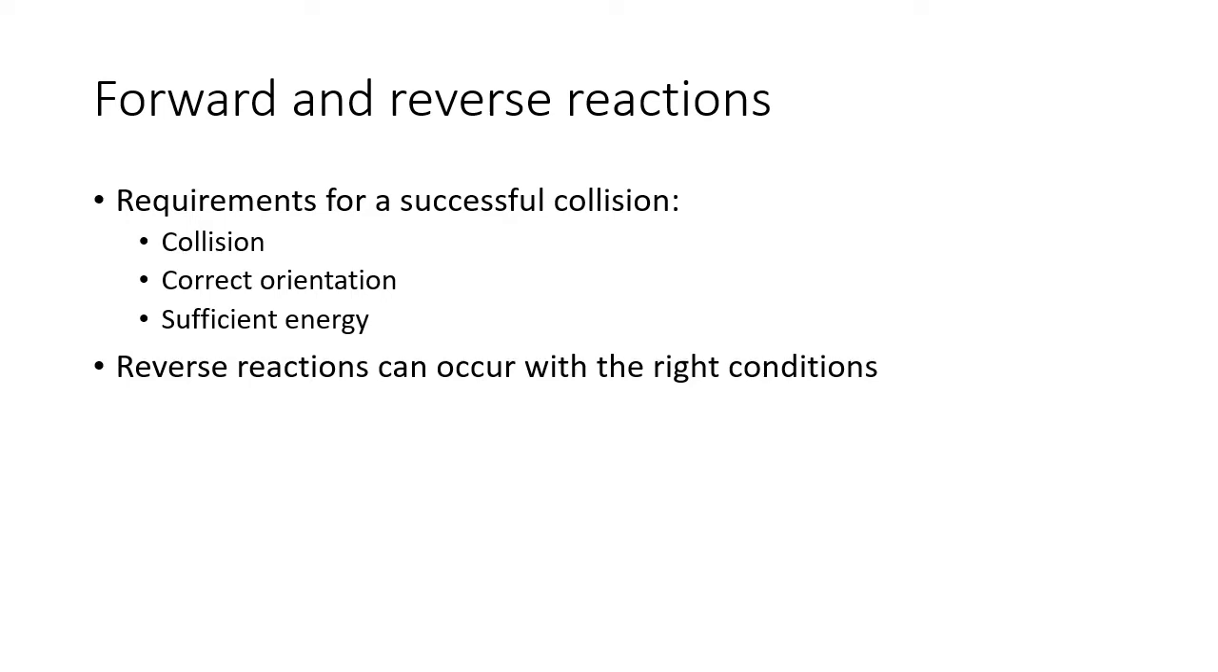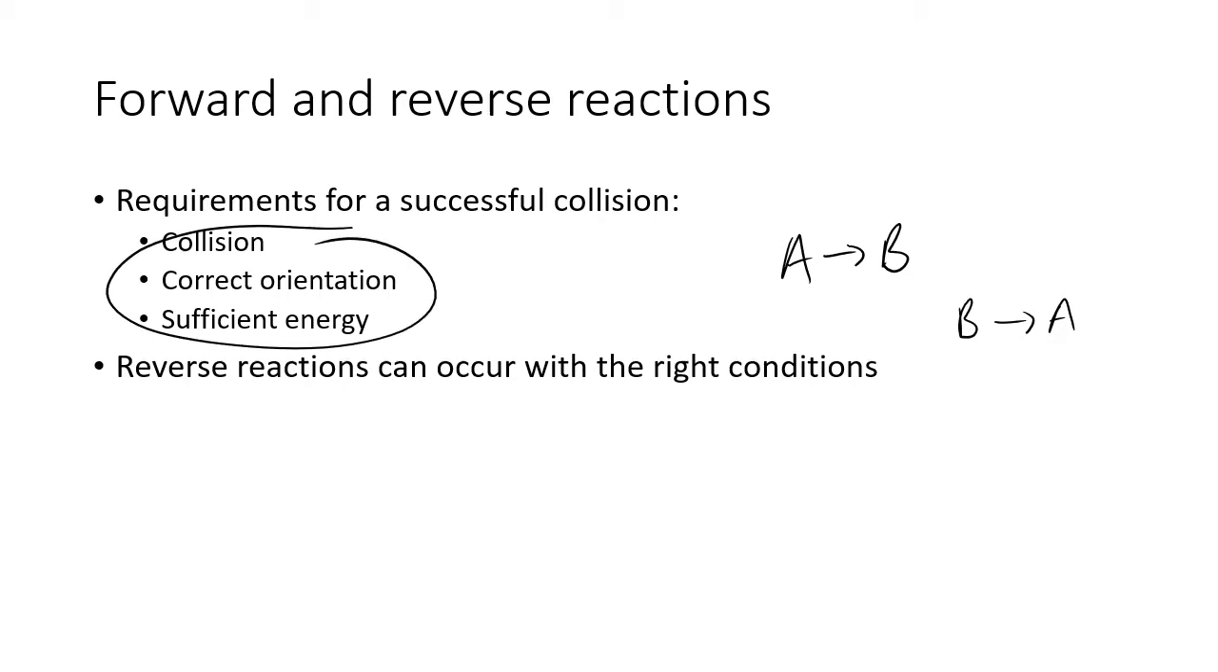Okay, so we all know that for a successful reaction, all you need is a collision, correct orientation, and sufficient energy. All right, and that's to go from substance A to substance B. However, you've got to start thinking about, if I have B to go to A, what do I need for that? All I need are the same 3 requirements for a collision. For a successful collision, I need the collision, I need the correct orientation, and I need sufficient energy. Now, 2 of those things, the correct orientation and sufficient energy, will be different from A to B as B to A. But effectively, the reverse reaction can occur within the right conditions.